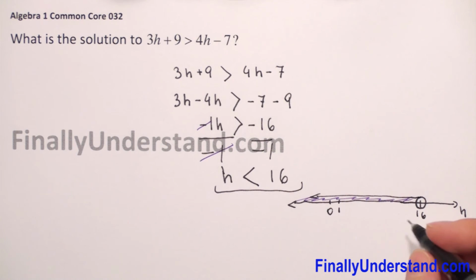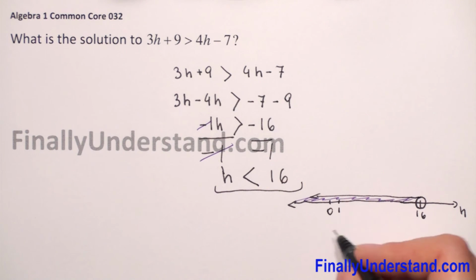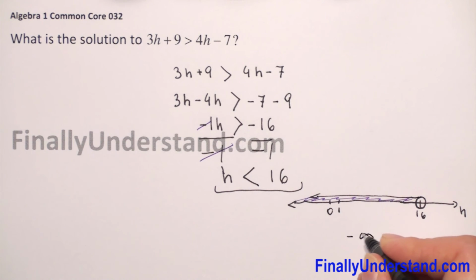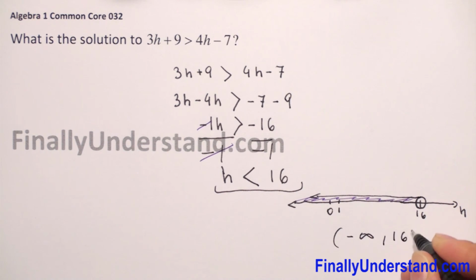So we can write that this is the interval from, because this is going to negative infinity, from negative infinity to 16, and we have an open parenthesis because 16 doesn't belong to our solution.